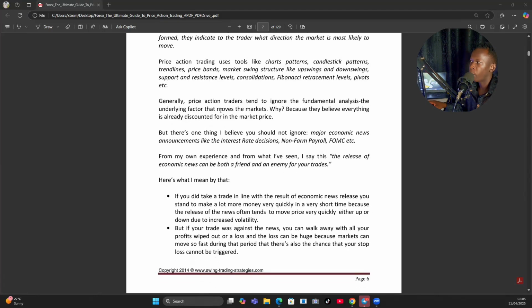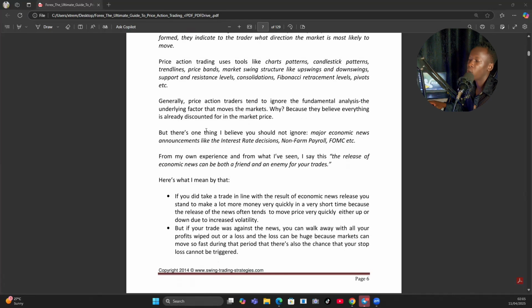In general, price action traders tend to ignore fundamentals. So as price action traders, we ignore fundamentals because we know what the market has ever done. It will also do it in the future. What it has ever done in the past, it will do it in the future. That's why we ignore fundamentals.